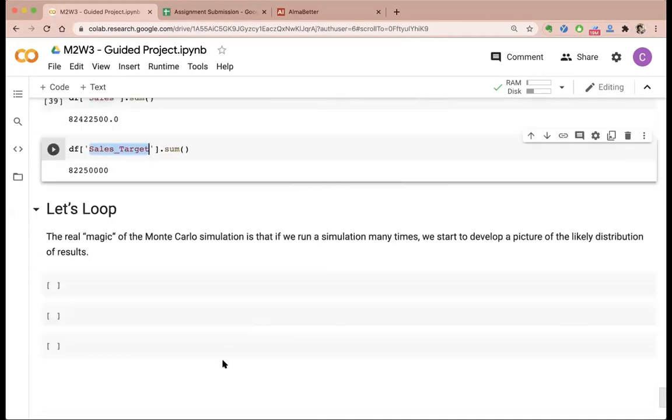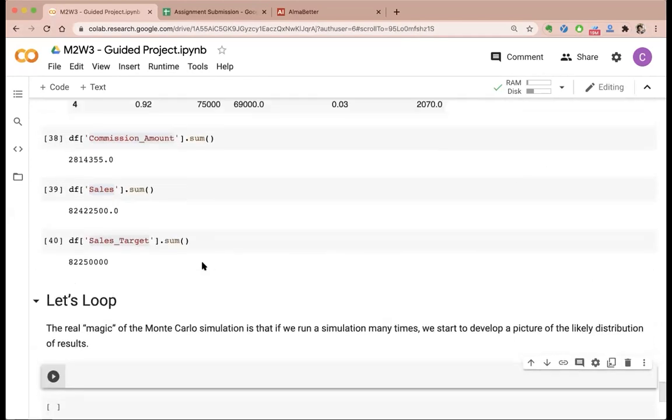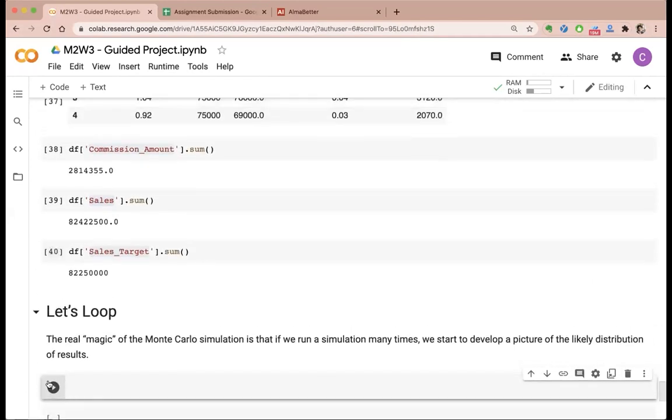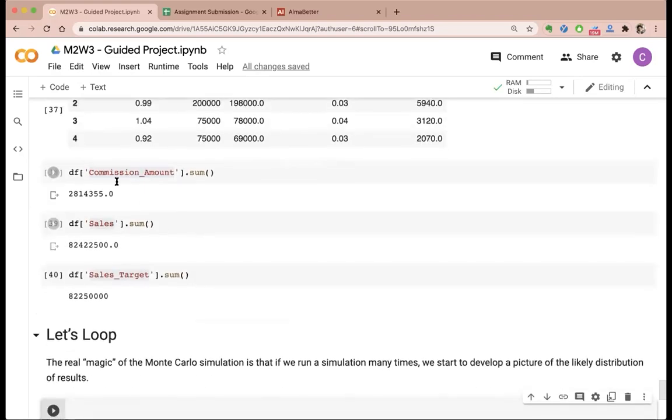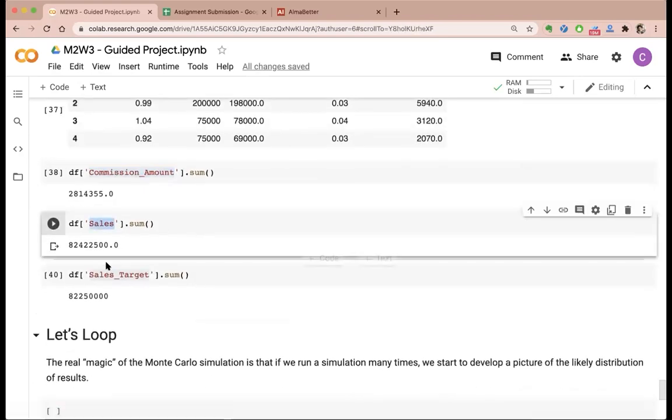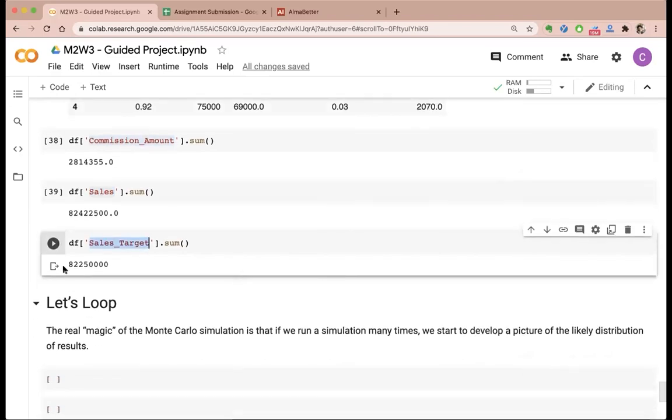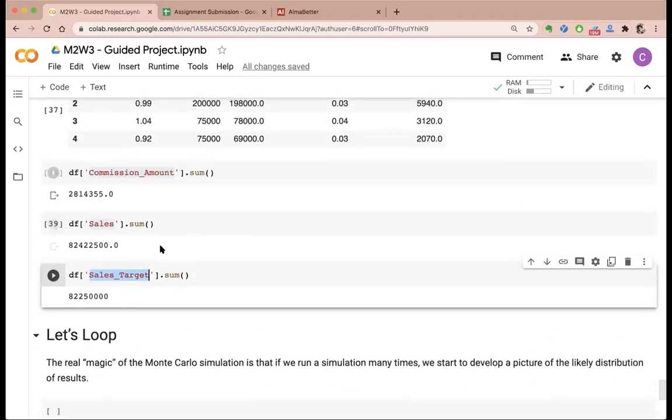Just write the for loop here. The real magic of Monte Carlo simulation is that if we run a simulation many times, we start to develop a picture of the likely distribution of the results. So store three values in a data frame after running the simulation.